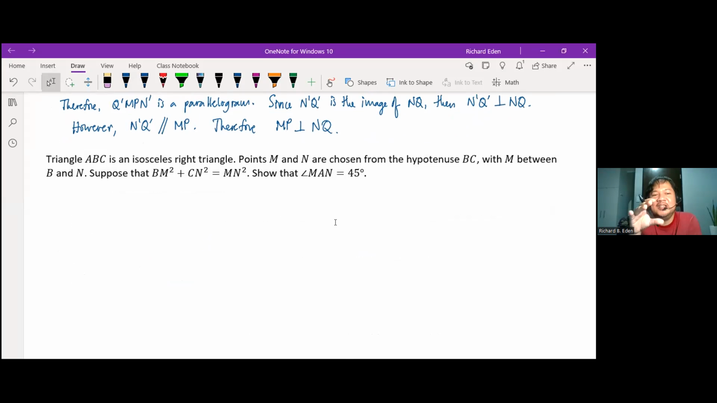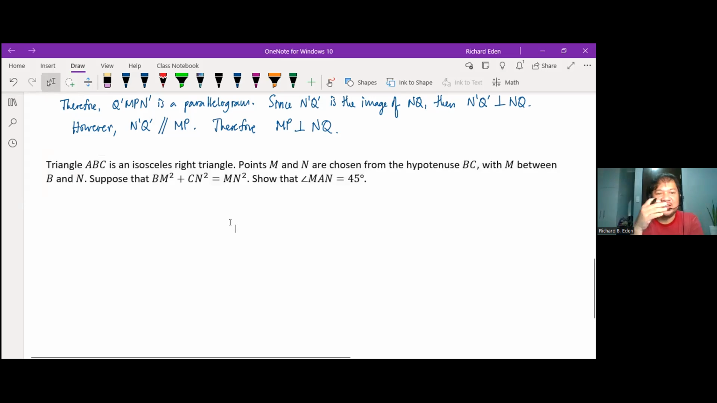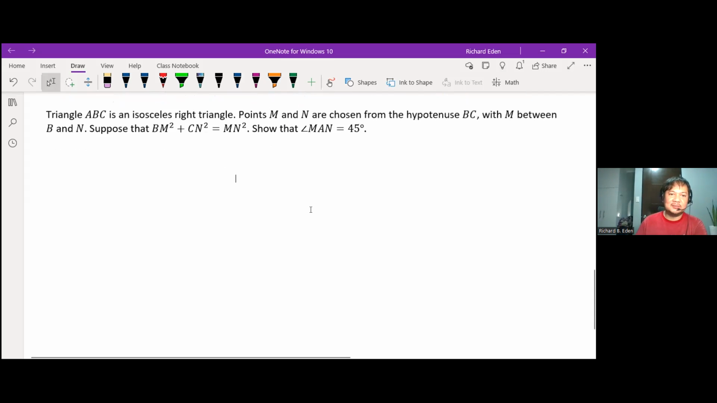Hindi, I wasn't expecting this to be solved, but na-prepare ko na siya last time pa. This uses a rotation, and it's only today that I started talking about rotation. So when I mentioned it, it's not to suggest that this should have been attempted, but rather, tinype ko na ito so baka malimutan ko. Ito, so ABC is an isosceles right triangle. Asa ng right angle? Well, the second statement says points M and N are chosen from the hypotenuse BC. So that means we have the 90-degree angle at A.